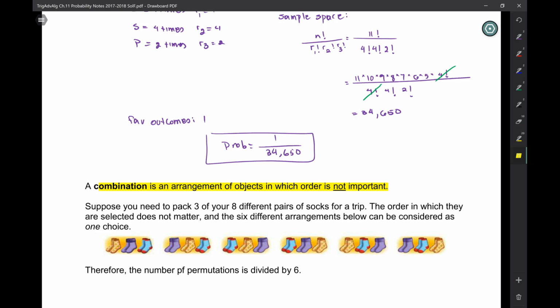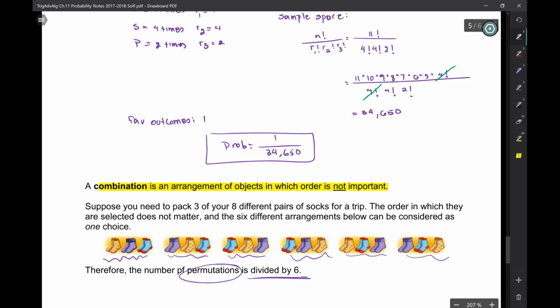Okay. So suppose you choose three at random, right? So look, you could have chosen these three in this order, or you could have chosen them purple first, or the red and blue first, or in this order, or in this order. So there are six different ways where you choose the same three, right? So what you do is you take the number of permutations and you divide by 6.